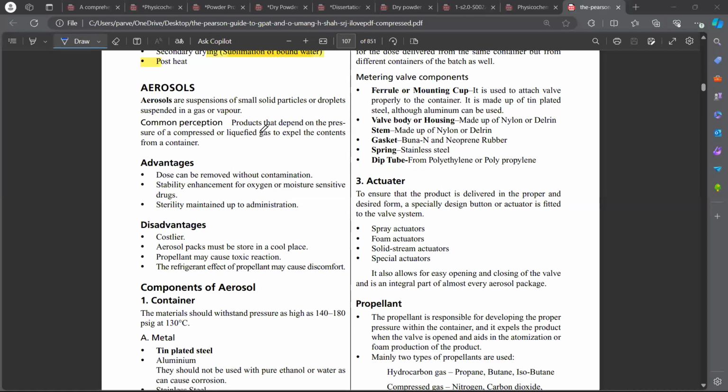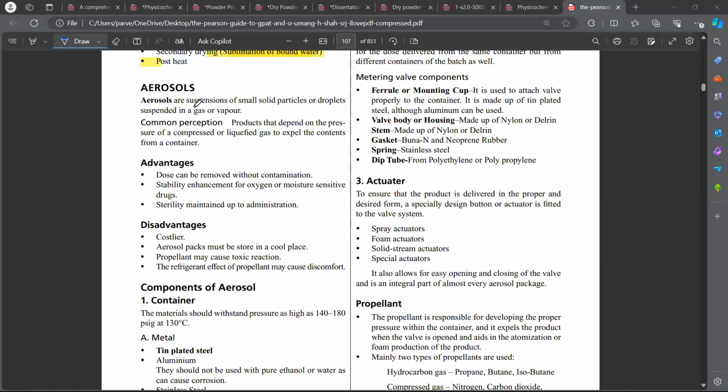So okay, today we are going to start our discussion on two topics, which include the semi-solid dosage forms and the aerosols. In the previous class, we discussed the capsules and the parenteral dosage forms. In this class, we are going to discuss the aerosols and the semi-solid dosage forms. So first, let's come to the aerosols.